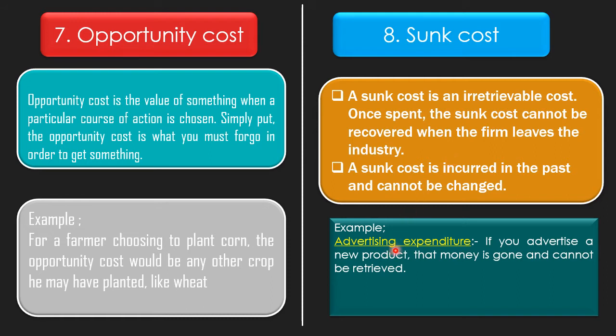The example is advertising expenditure. If a company advertises a new product, that money is gone and cannot be retrieved. Many companies are hiring actors and cricketers for promoting their product. You know that these cricketers and actors cost so much amount to act in advertisements. The amount spent by the producer is irreversible. It is irreturnable. So that cost is known as sunk cost.